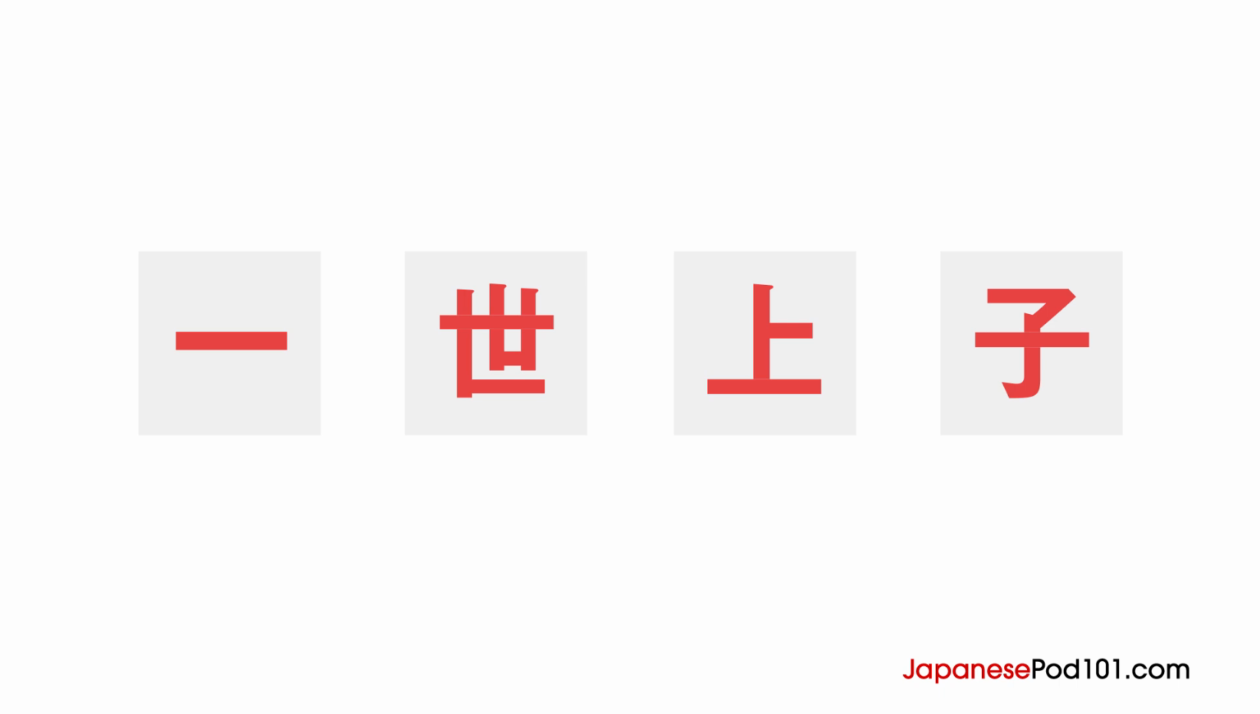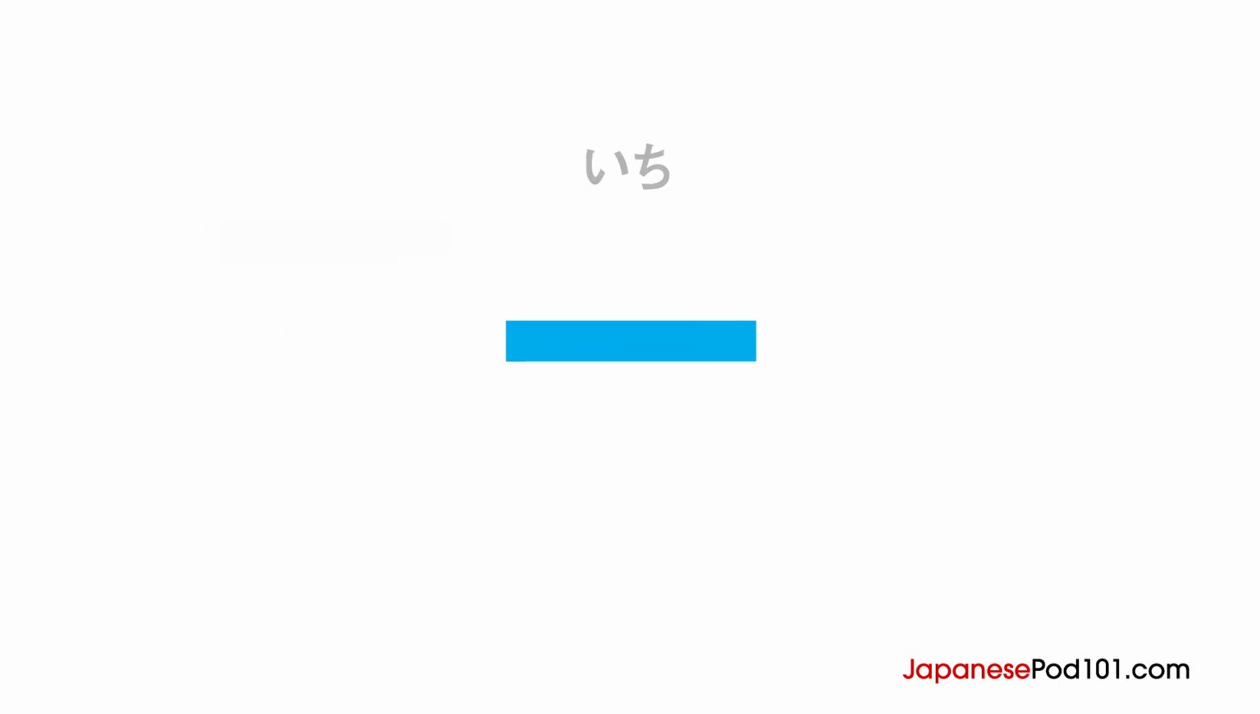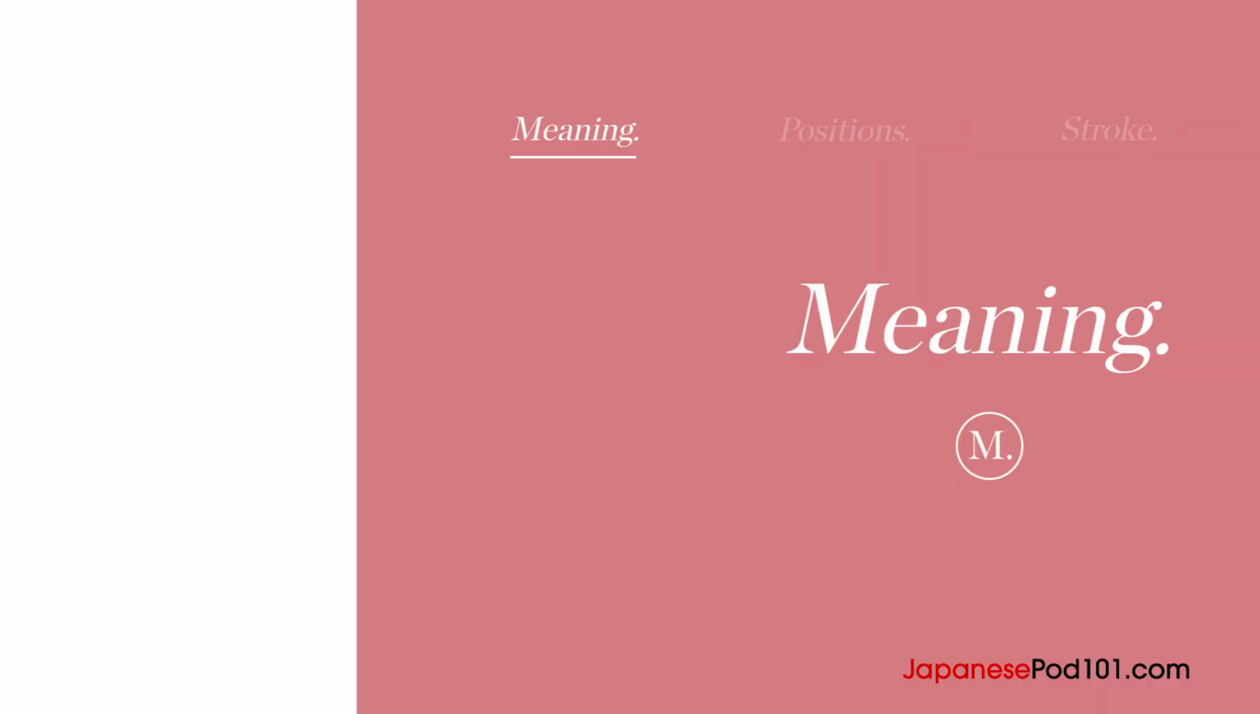First off, can you spot the radical that's common in all of these kanji characters? It's this part here. It's a single horizontal stroke. This particular radical is called 1, which literally means 1. The one radical is used in some of the most common kanji characters. Let's take a look at it in more detail.